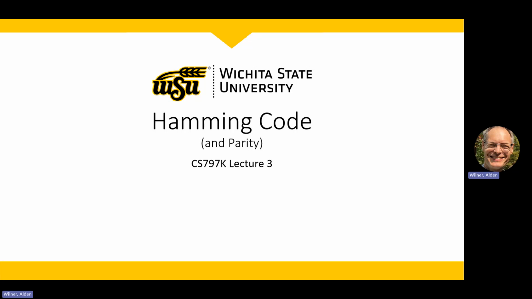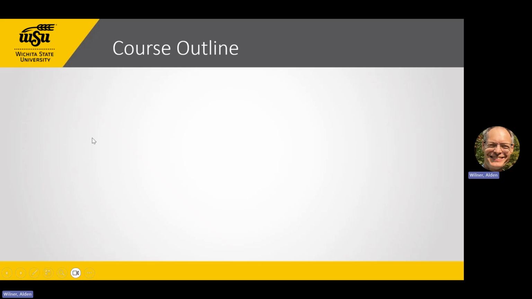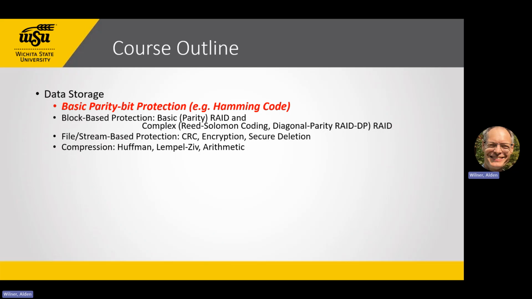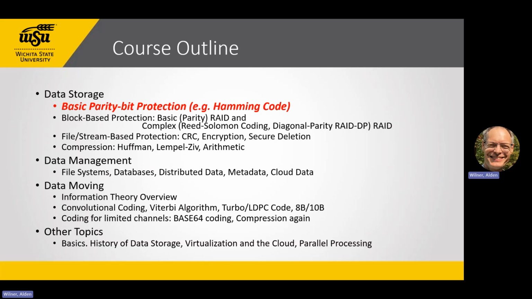He came up with the idea that you can actually have measurable ways to tell how much information is coded in your message and how much extra information you need to add to be able to protect and recover from arbitrary numbers of errors in the code. Again, on our course outline, we're in the data storage part. We're doing basic parity bit protection, just starting into our lectures here, Hamming code. We'll get into the other things later.